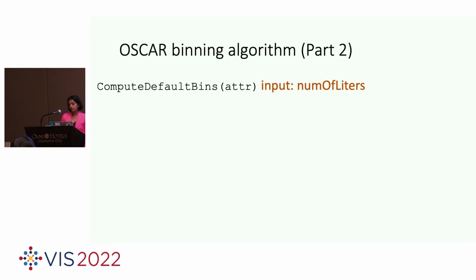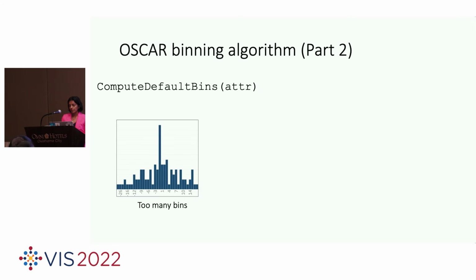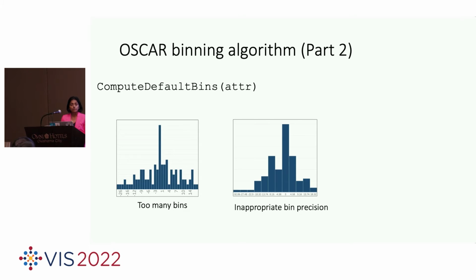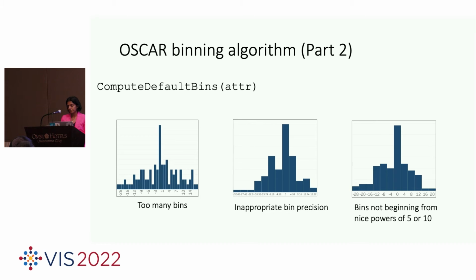In the absence of semantic bins, like this attribute, number of liters, Oscar then proceeds to part 2 of the process, where it computes default bins by applying some smart defaults to select human legible bins. We constrain the number of bins to a manageable size to avoid too many bins as shown here, and we set the default to 20, similar to what is found in Vega-Lite. And we round the bin extents to match the precision of the data, because inappropriate bin precision can be misleading if it suggests precision beyond the precision of the data. We also draw inspiration from Vega-Lite's nice operator to round bin extents to appropriate powers of 5 or 10 to avoid arbitrary breaks, as shown here.